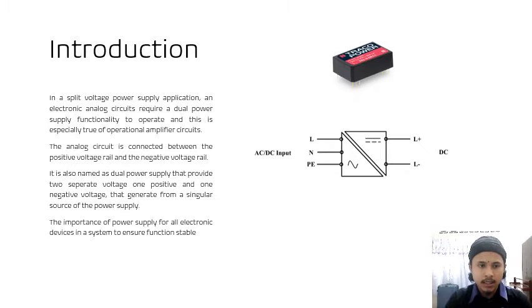For the introduction, in split voltage power supply application, an electronic analog circuit requires a dual power supply functionality to operate, and this is especially true of the operational amplifier circuit. The analog circuit is connected between the positive voltage rail and the negative voltage rail. It's also named a dual power supply that provides two separate voltages, one positive and one negative, generated from a single source of power supply. The power supply is important for all electronic devices in the system to ensure it functions stably.